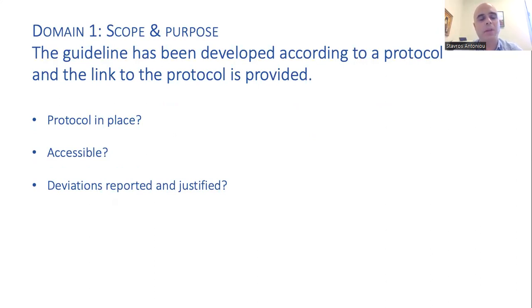And the first item reads, the guideline has been developed according to a protocol and the link to the protocol is provided. This is a new item. It is not included in the original AGREE instrument, and the appraiser needs to check whether a protocol is in place, whether the protocol is accessible, whether there were any deviations from the protocol, whether these were reported, and whether these are justified. Just to note that deviations are methodologically acceptable, however, they need to be justified.